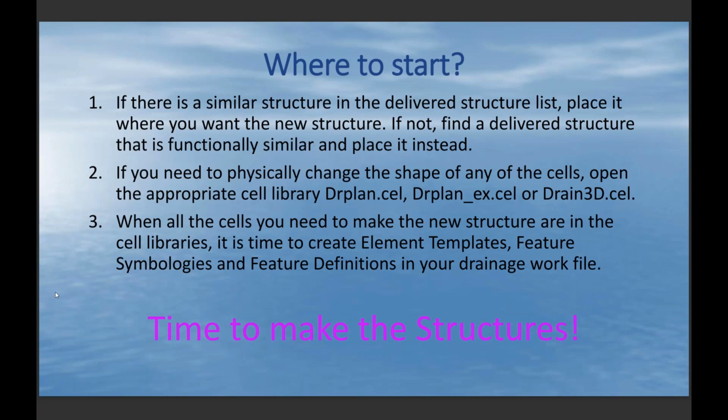All right. When you've got all the cells made and you've made all the changes you need in the cell libraries, it's time to create element templates first. If you've created cells that didn't exist before, in the element templates, feature symbologies and feature definitions in your drainage work file. So at this point, I'm going to jump on in and start making the structures.